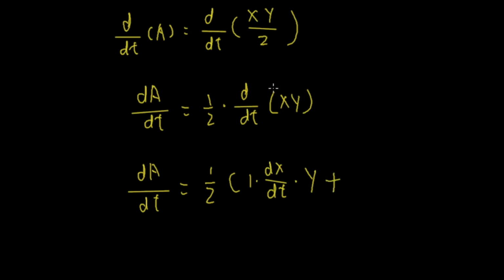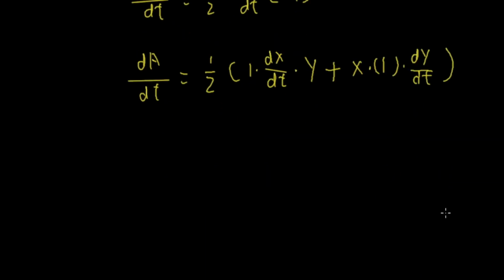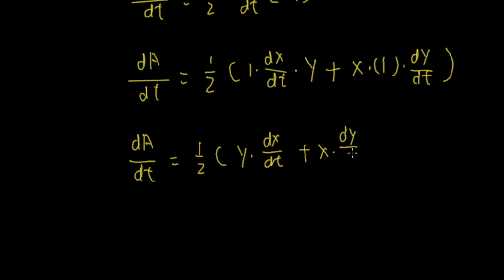Now, second part, we keep x as it is, right? Times the derivative of y with respect to t. The derivative of y is 1, times the derivative of y with respect to t, which is dy over dt. Okay. That is the same as this: 1/2 times y times dx over dt plus x times dy over dt.